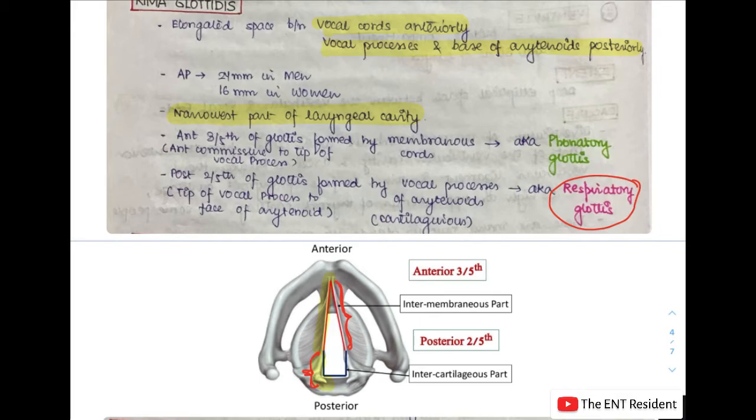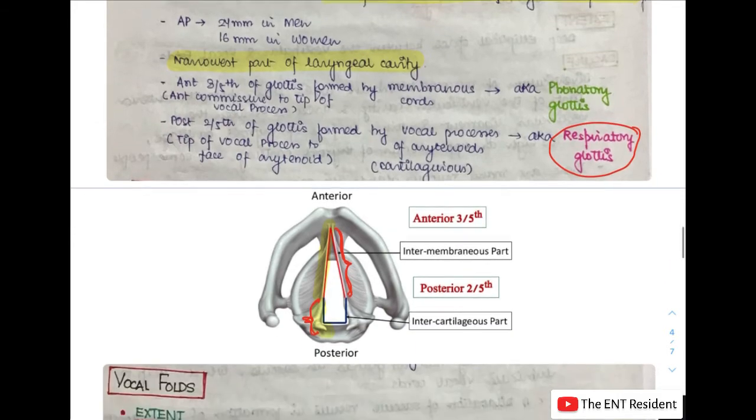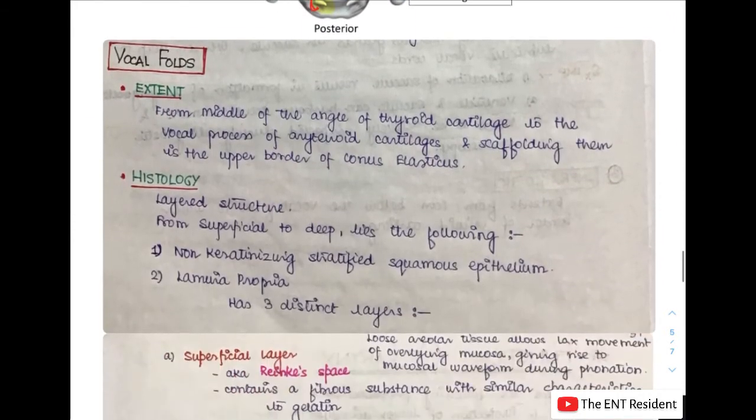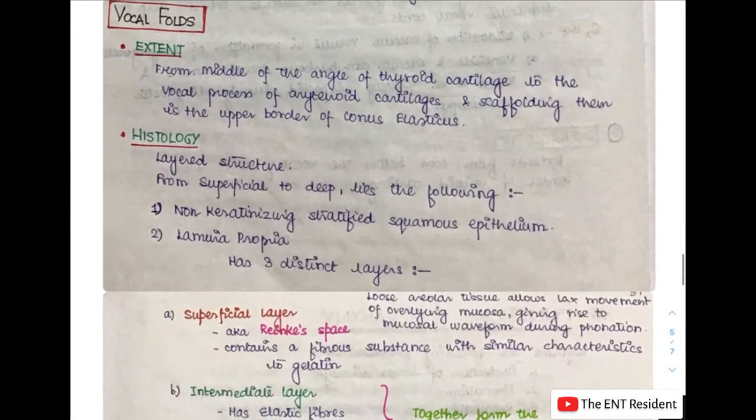So, the anterior 3/5 forms the phonatory glottis and posterior 2/5 forms the respiratory glottis. Next, we come to vocal folds. Now, vocal folds, they extend from the middle of the thyroid cartilage angle to the vocal process of the arytenoid cartilages, and scaffolding them is the upper border of the conus elasticus.